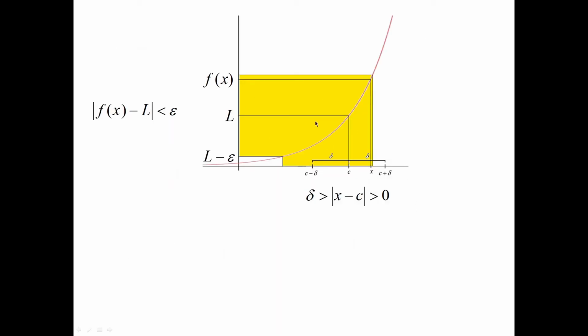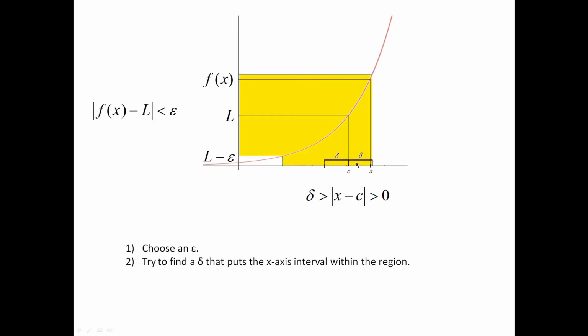So let me just make that smaller here. Here's our two important expressions again. And this is the process: you would choose an epsilon. An epsilon then creates this yellow structure, how big it will be. And then once you choose an epsilon, you want to find a delta that will squeeze this interval into the region.